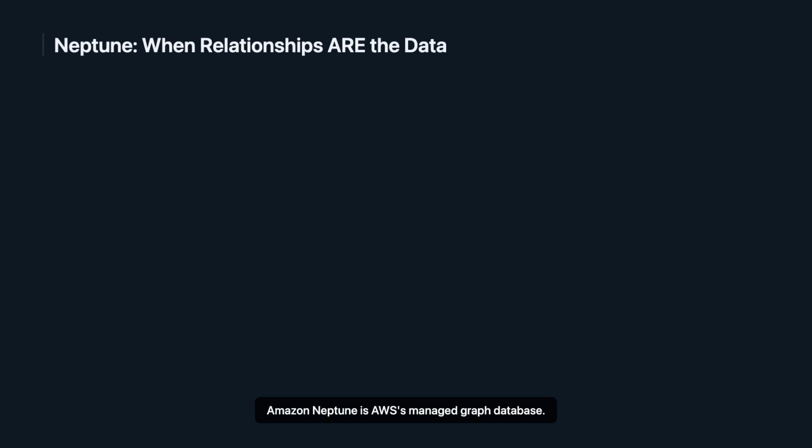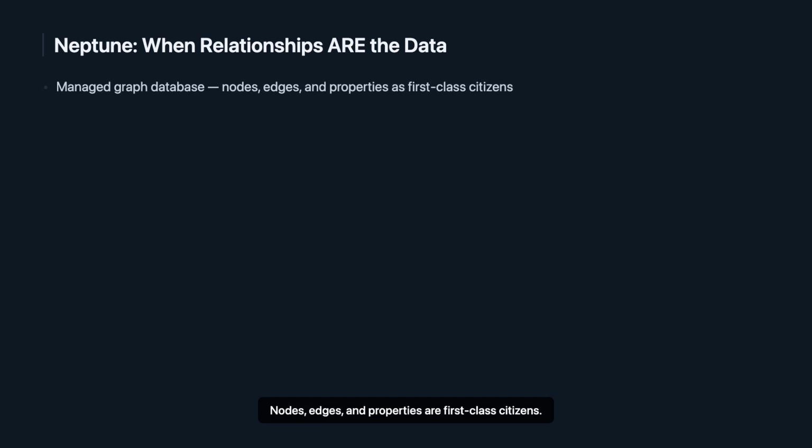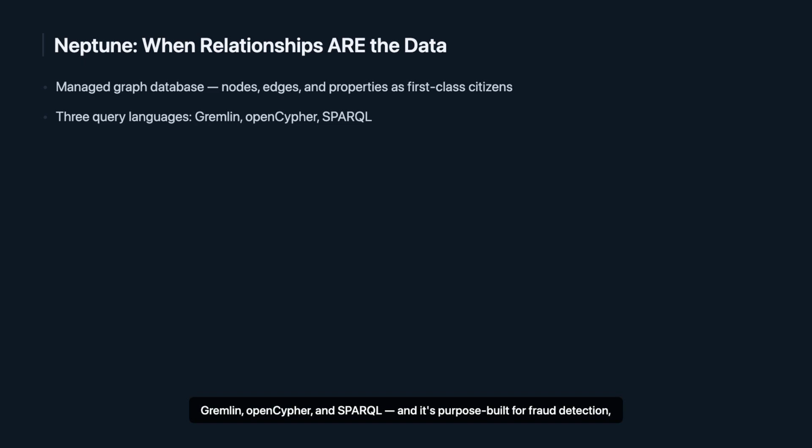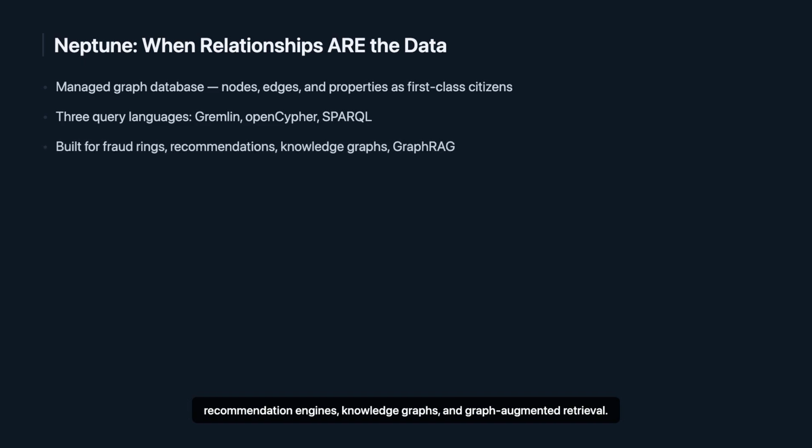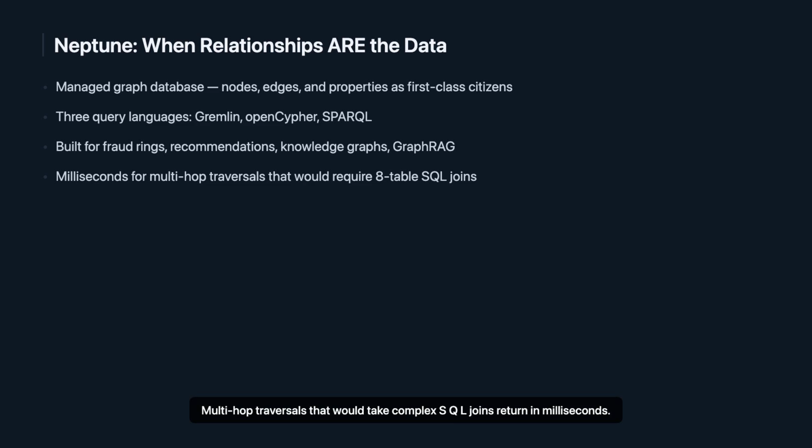Amazon Neptune is Amazon Web Services' managed graph database. A relational database is a stack of spreadsheets connected by foreign keys. Finding friends of friends who like pizza means joining 8 tables. Neptune is a giant cork board with strings between pinned photos. Just follow the string. Nodes, edges, and properties are first-class citizens. Neptune supports 3 query languages, Gremlin, openCypher, and SPARQL, and it's purpose-built for fraud detection, recommendation engines, knowledge graphs, and graph-augmented retrieval. Multi-hop traversals that would take complex SQL joins return in milliseconds.